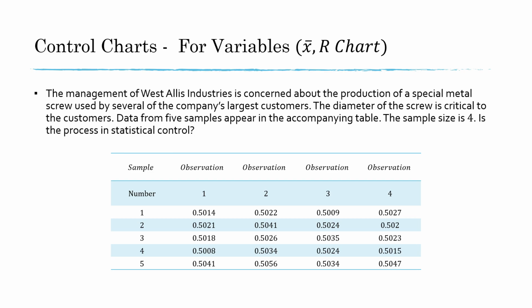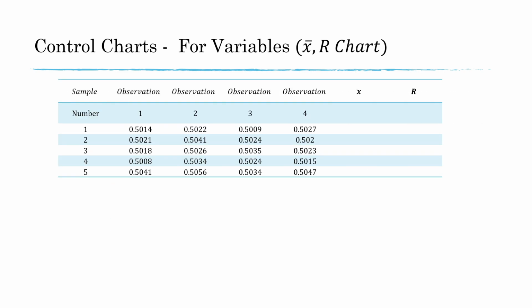Data from 5 samples appear in the table. We have 4 observations available for each sample. We are required to calculate whether the process is in statistical control or not. We will first calculate the average of each sample and we will call it X bar value for that sample.